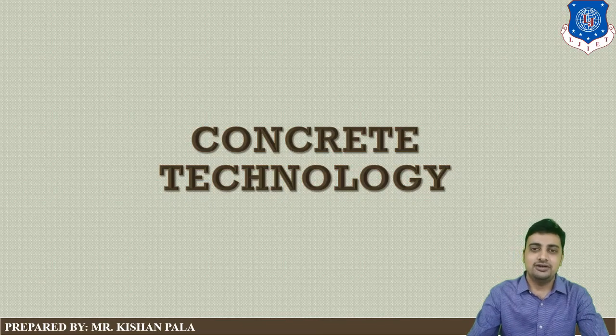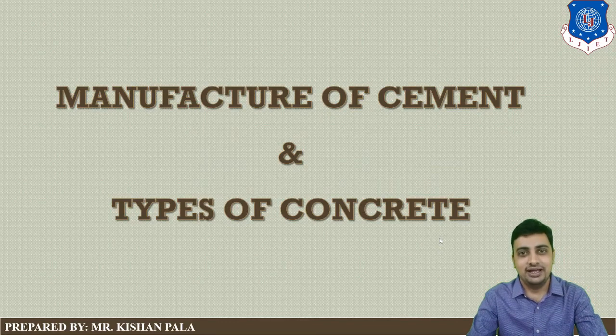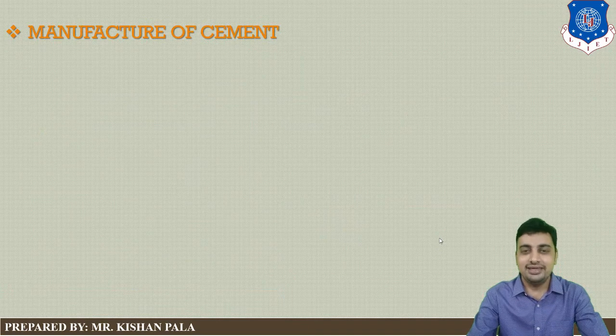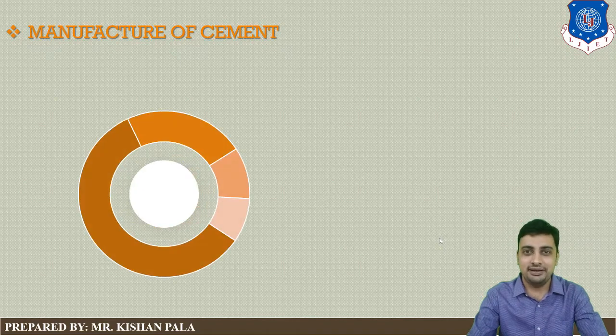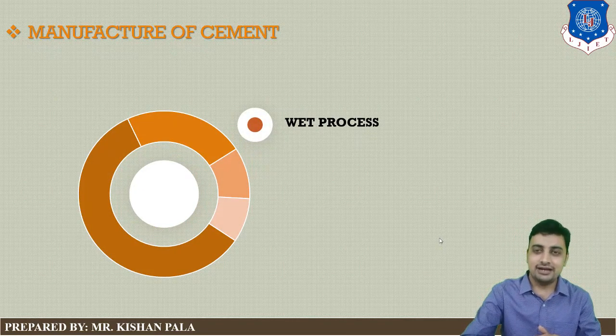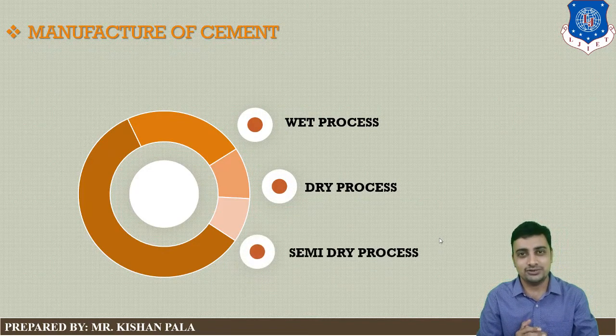In this lecture, we will discuss the manufacture of cement and types of concrete. Let us start with the manufacture of cement. There are three types of process, and you can apply any one for the manufacturing of cement. The first one is the wet process, the second one is the dry process, and the third one is the semi-dry process.